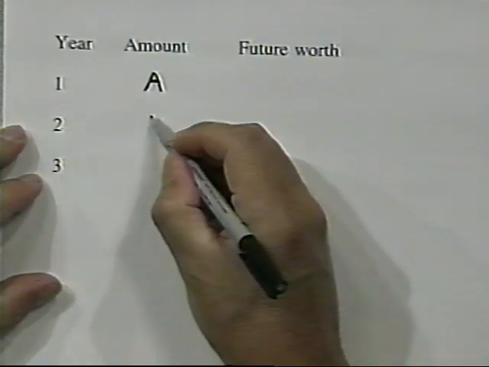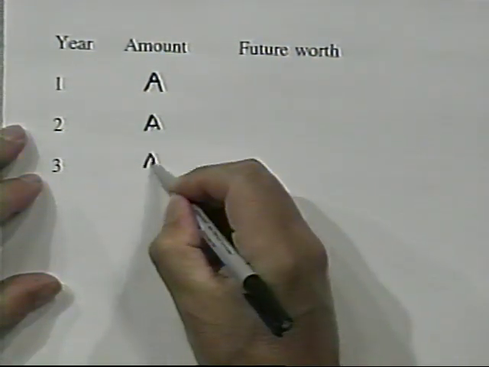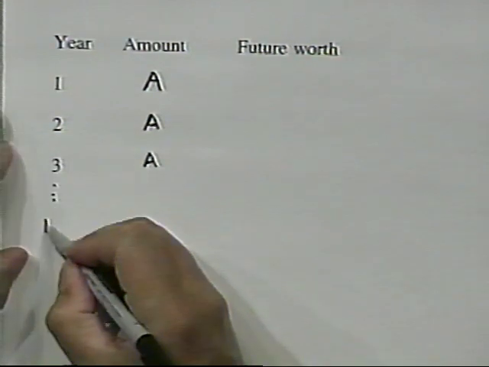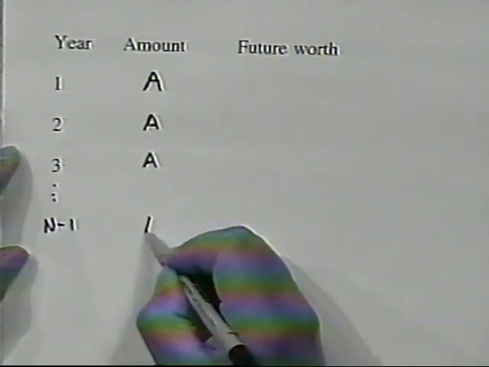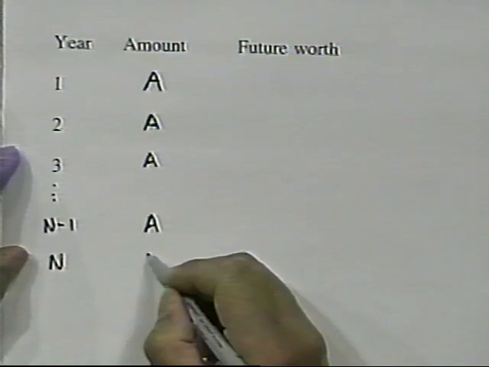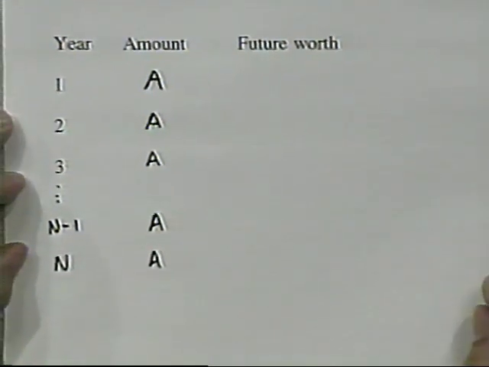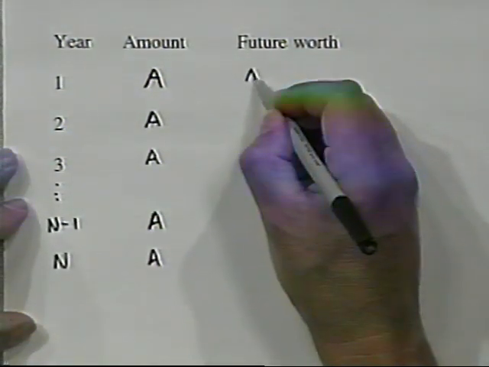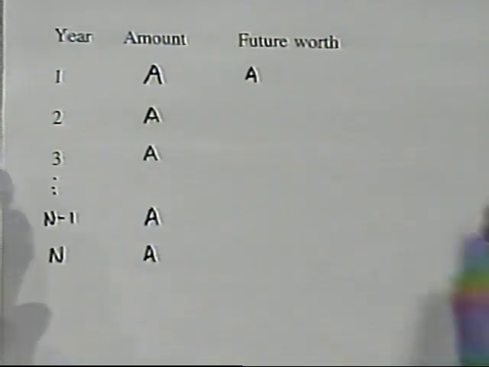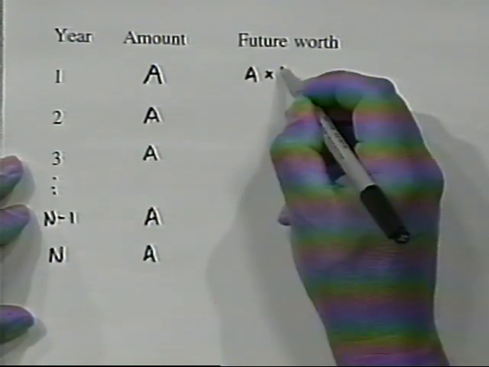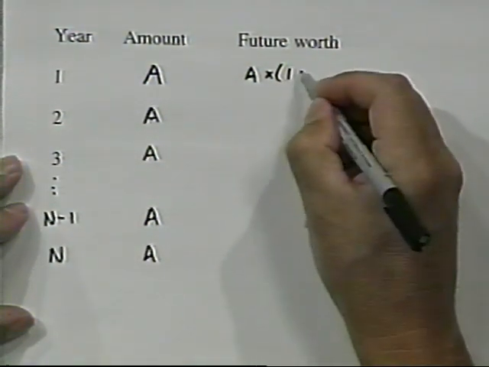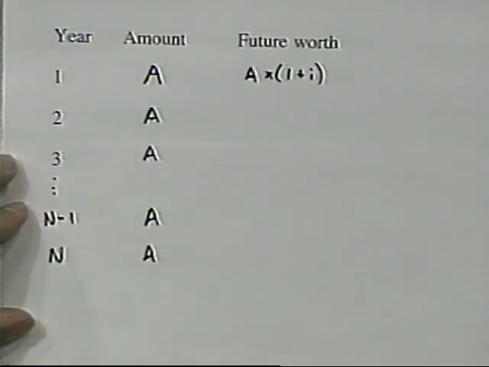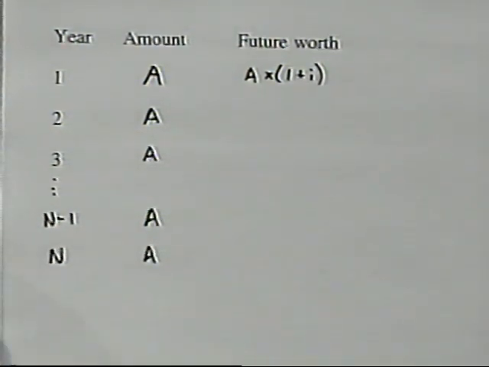We'll say, at the end of each year, we're going to save $A. So at the end of the first year, end of the second year, end of the third year, end of the capital N minus 1th year, and at the end of the nth year, we're saving $A. The future worth, well, it's going to be that $A using the compound amount formula. It'll be times 1 plus the interest rate raised to the power of the number of years left until N.